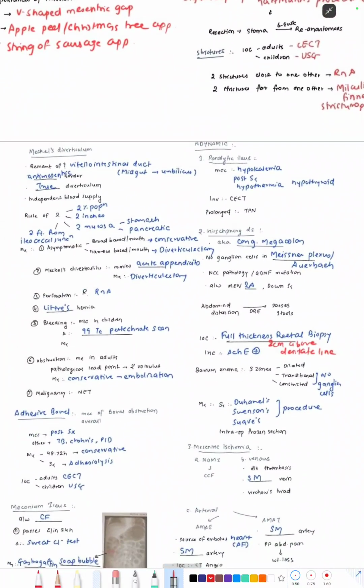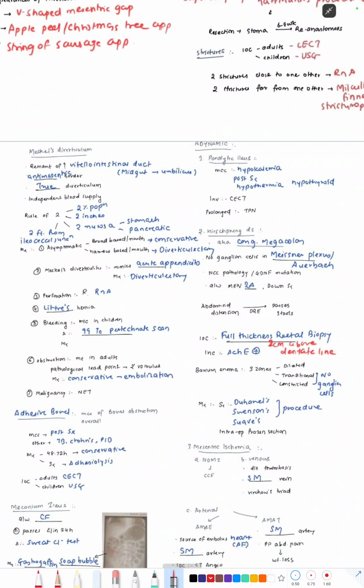Next is the Meckel's diverticulum. So Meckel's diverticulum, it is basically a remnant of the vitellointestinal duct. Then it is located along the antimesenteric border. It's a true diverticulum. It has got independent blood supply. And there is a rule of two. It is found in 2% population. It consists of two mucosas, stomach mucosa and a pancreatic mucosa. It is 2 feet away from the ileocecal junction, and it is about 2 inches long.